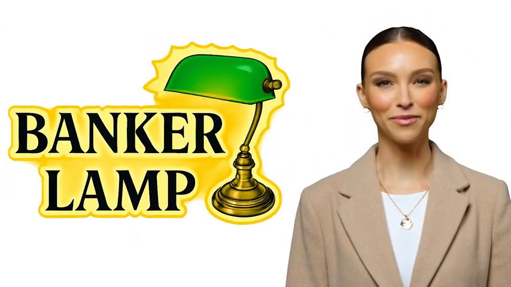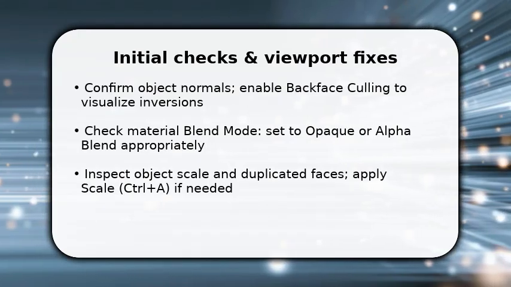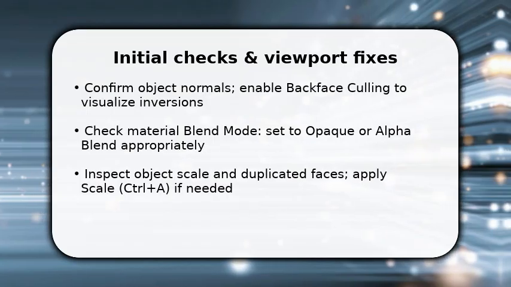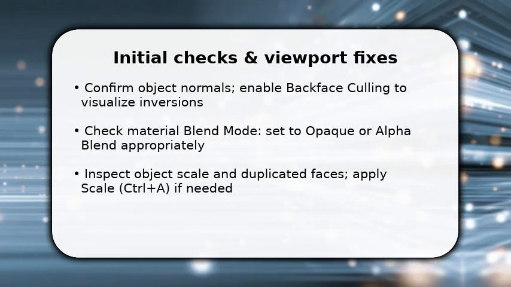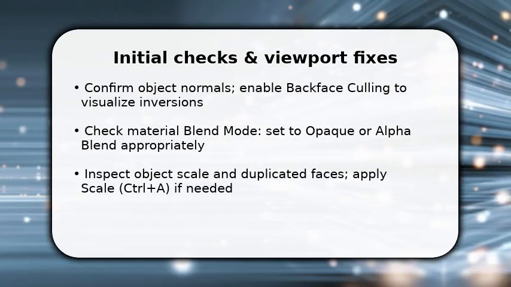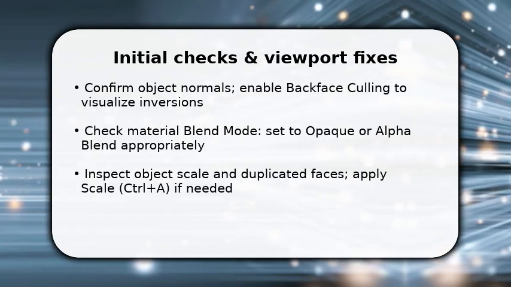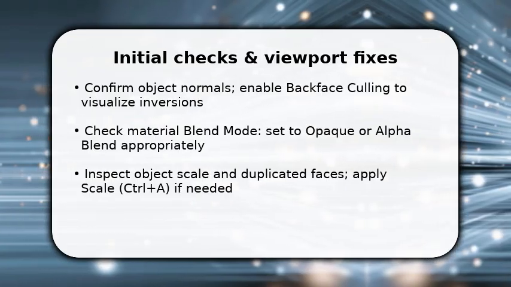You start by confirming normals and the material blend mode so Blender renders predictably. In Edit mode, select all and recalculate normals to face outward, then enable backface culling to spot flipped faces. Next, open the material settings and set blend mode to opaque if you don't need transparency. Use alpha blend only when textures require it.